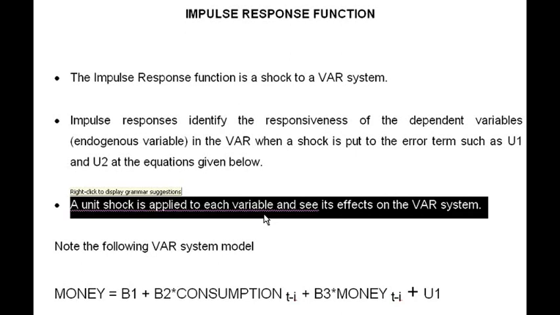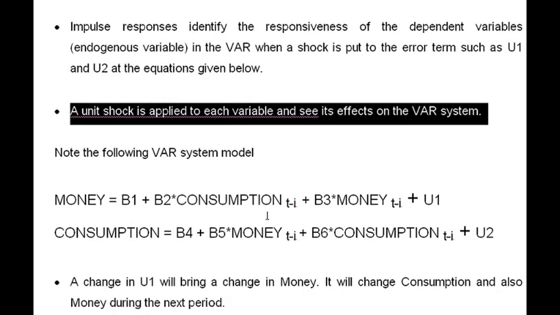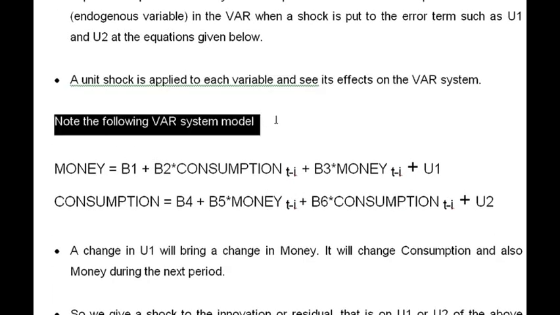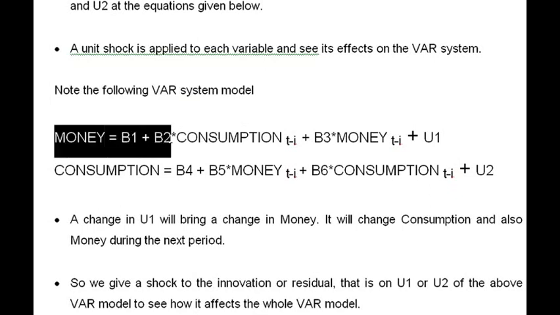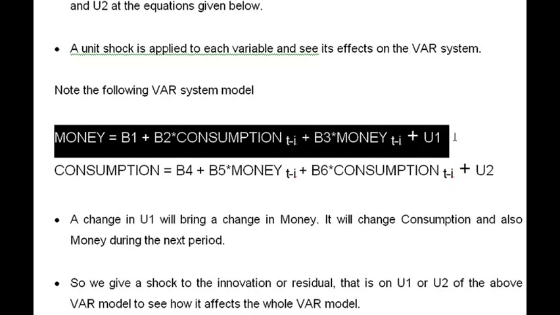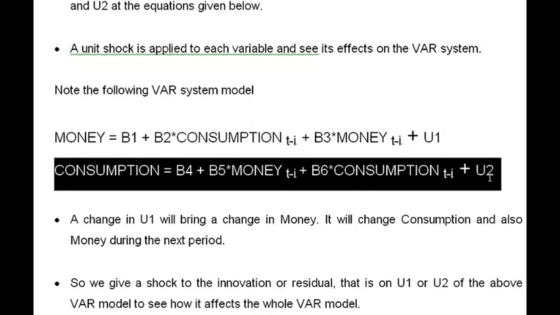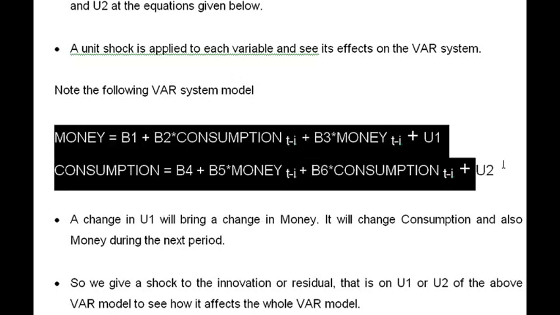What does VAR mean? VAR means vector autoregressive. Vector autoregressive, V-A-R system. Okay, note the following VAR system model. So here we have chosen one VAR model. You can see the first model, and the second model, and the whole thing is called the VAR system.